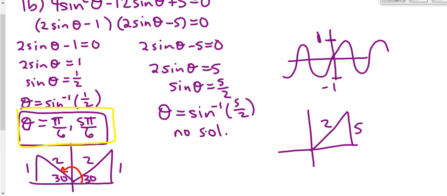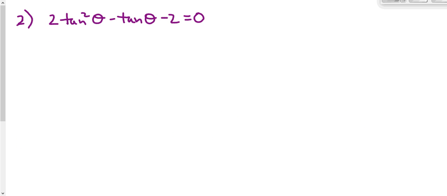Okay, let's take a look at number 2. So this one is not factorable, unfortunately. So we're going to use the quadratic formula. So we have the tangent of theta equals our a, b, and c are 2 and negative 1 and negative 2. So the opposite of b would be 1 over 2 times a would be 4.